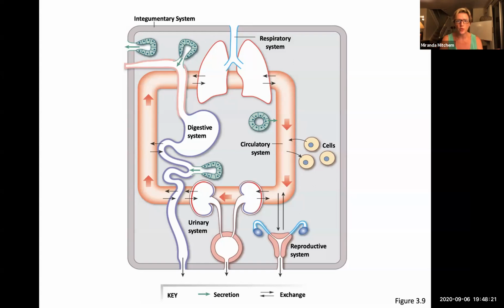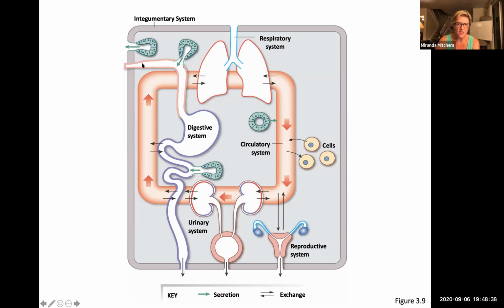Our kidneys are really important in recovering materials that otherwise would be lost in our urine. But instead our kidneys bring it back in. So we do have movement of material from the kidneys to and from the bloodstream.